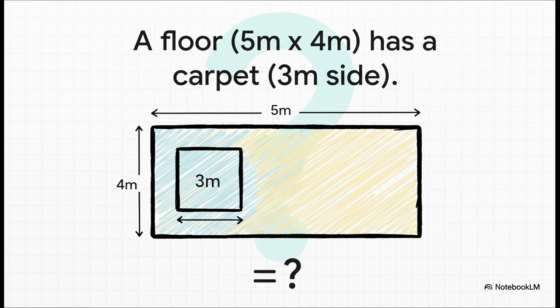All right, exam time again. This is a classic question. You have a rectangular floor, and someone lays a smaller square carpet on top of it. The question is to find the area of the floor that is still visible, the part that is not carpeted. This is a classic 2-step problem.